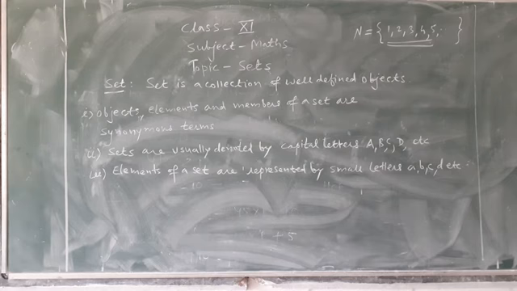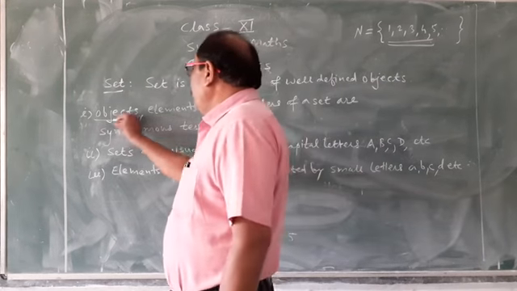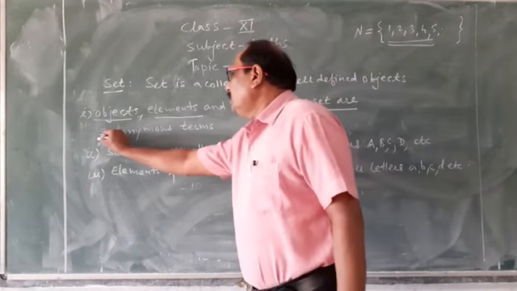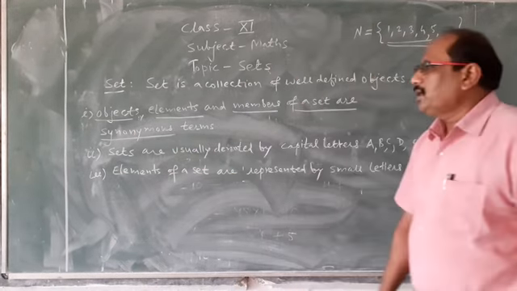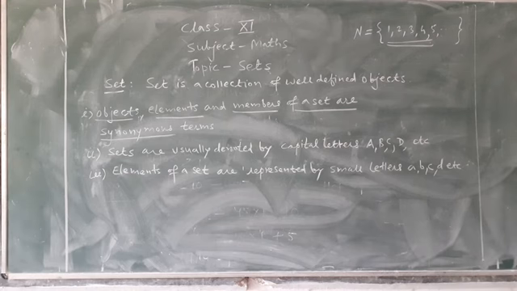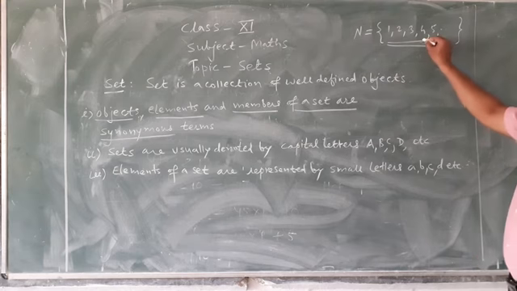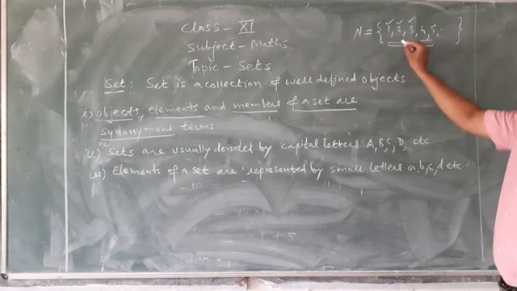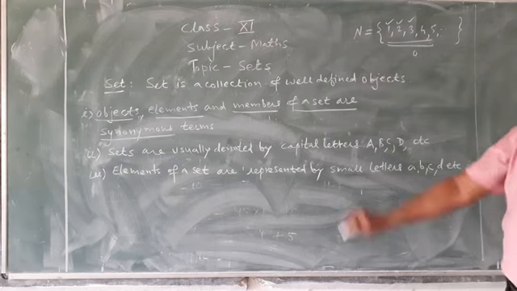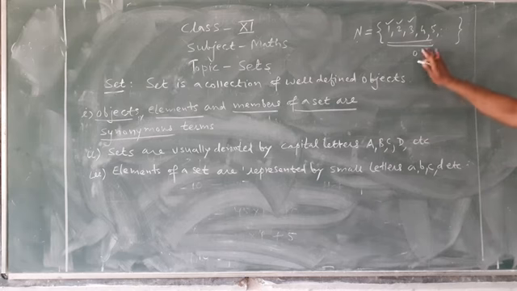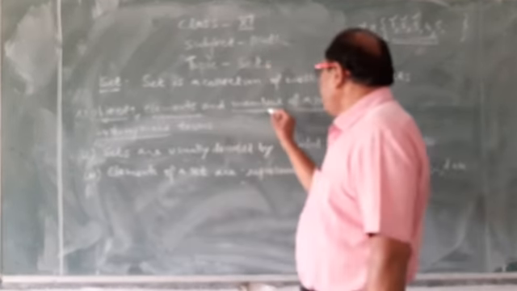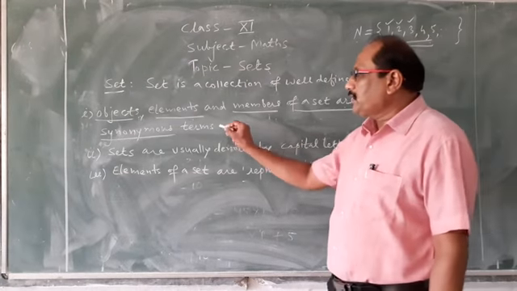The first condition is that objects, elements and members of the set are synonymous terms. Means the terms should be of the same kind. Means in the set of natural numbers, all numbers should be natural numbers. We cannot take 0 in the set of natural numbers. It does not belong to N. Therefore, it says that objects, elements and members of a set are synonymous terms.